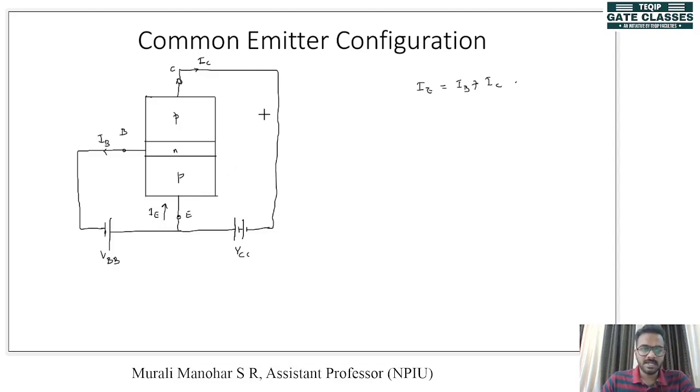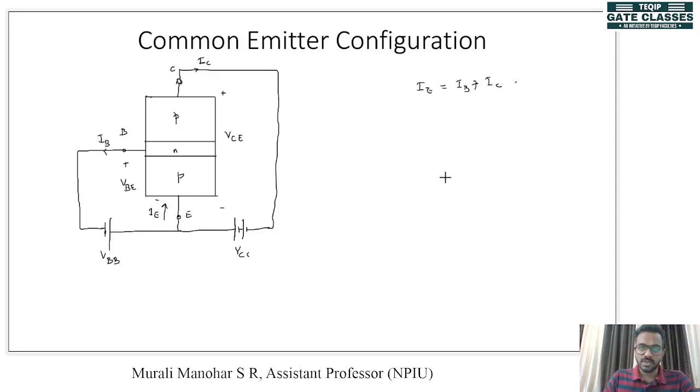But the catch here is that emitter is now the common point. So what is the input current? Input current is now IB and input voltage is now VBE, the voltage drop across base emitter junction. Output current is IC and output voltage is now between collector and emitter, and that is called VCE.